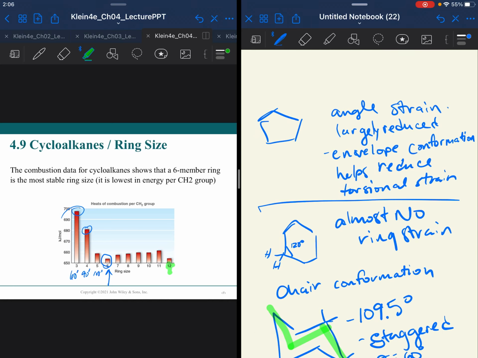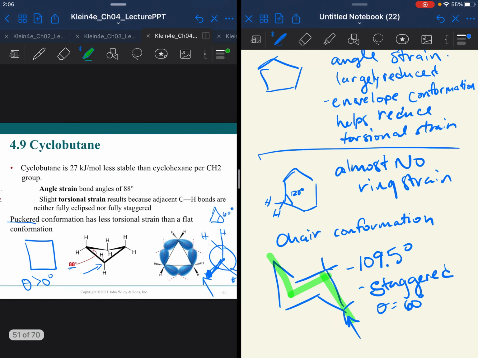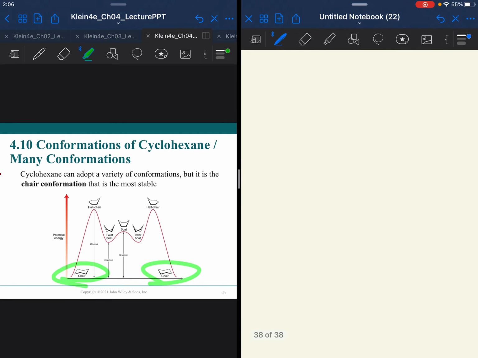109.5 degree bond angle, so no angle strain in that conformation. Staggered, no torsional strain in that conformation. So, let me go back here. There are 2 chair conformations, and we're going to talk about that. But essentially what happens is your chair flip. It's called a flip, but it's not actually flipping over.